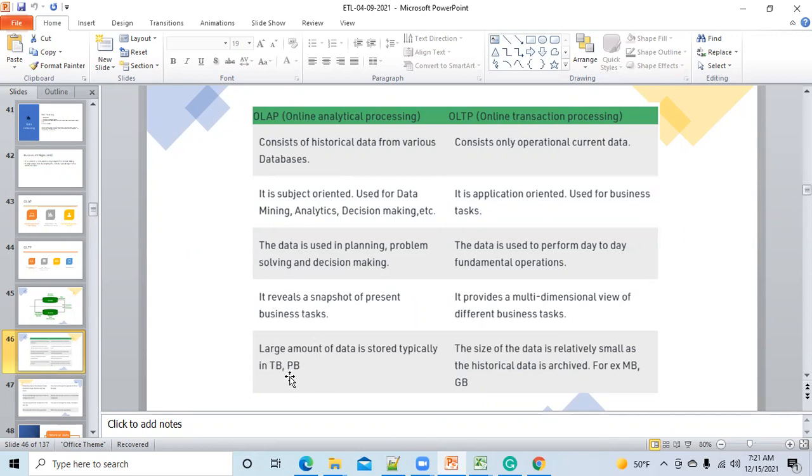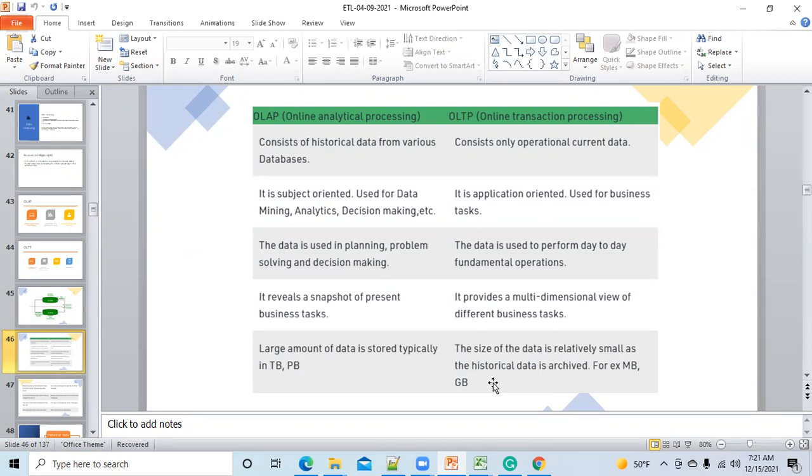Large amounts of data are stored in OLAP, typically in terabytes and petabytes. Then only can you do some good analysis, right? In OLTP, the size of data is relatively small, as the historical data is archived, for example megabytes and gigabytes. So in an OLTP system, you don't have that huge amount of data.